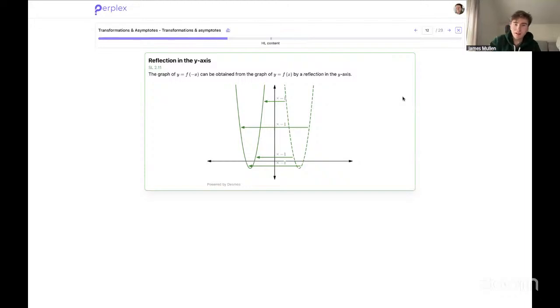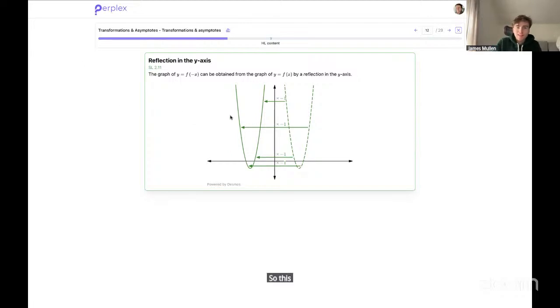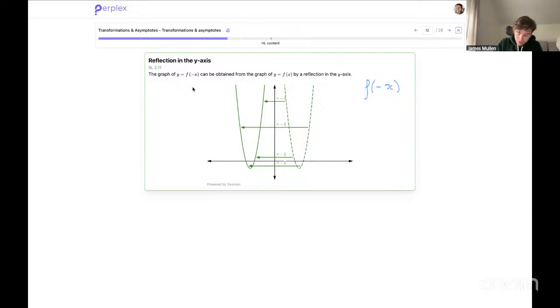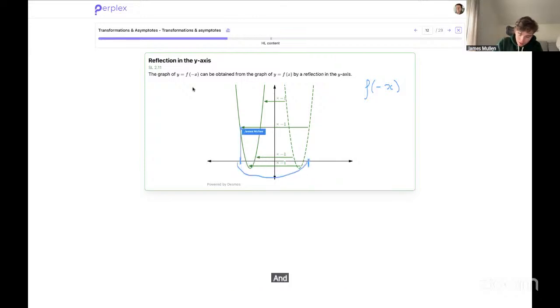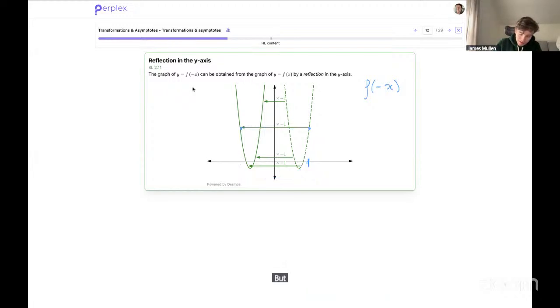Okay, the next kind of transformation that we have to talk about is reflections in the y-axis. This happens when I have the graph of y equals f of -x, because whatever I'm putting in for x, because there's a negative in front, let's say I'm looking for the value of x here, I need to go to the negative of that value, which is over here, and see what the function's value is there. And that is how I get the y value. That's the procedure for what's happening when you're graphing f of -x. But all you really have to think about is the fact that it's a reflection in the y-axis.